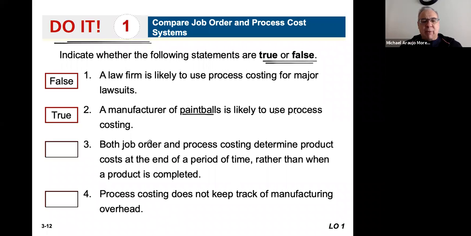Right? Both job order and process costing determine product costs at the end of a time period rather than when the product is completed. Well, no, both of them do not do that. Okay. The process cost system does it at the end of a period. Job order does it per job. Process cost system does not keep track of manufacturing overhead. This is also false. They all keep track of manufacturing overhead, as you'll see.